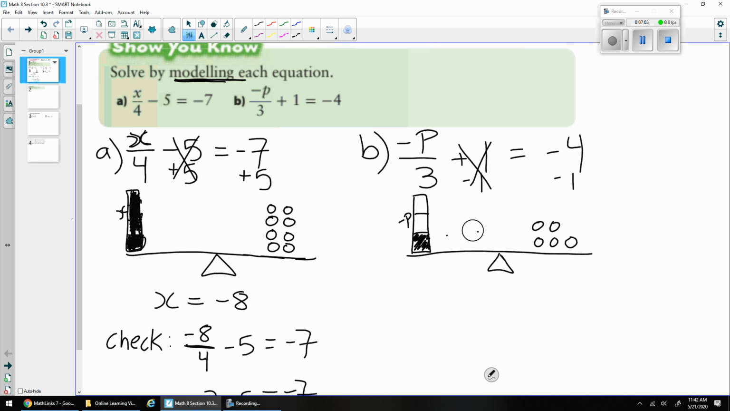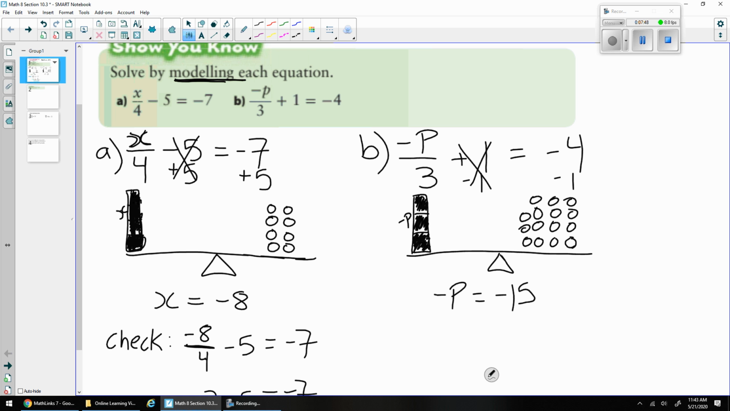Okay, so now I'm left with negative p divided by 3, or 1/3 of negative p, is equal to 5 negatives. Well, if that's 1/3, if I times this by 3, it's going to get totally filled. I'll have 3 times as much. So now instead of having 1/3, I'll have 3/3. So if I times this by 3, I'm going to have 5 of them. Times by 3 is 15. That's 9, 10, 11, 12, 13, 14, 15. Okay? So now I have negative p is equal to negative 15.